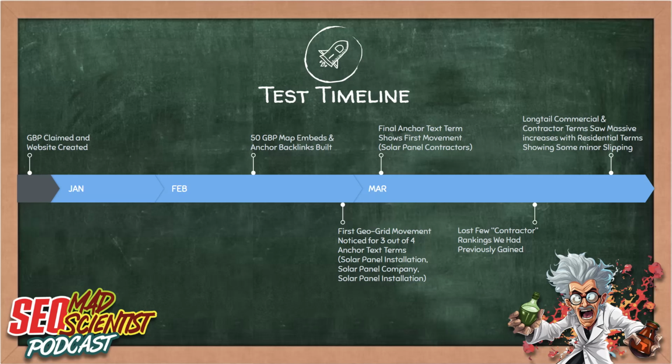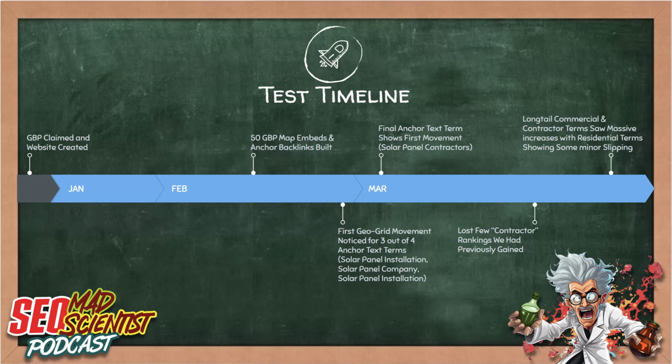We did see some losses and pullback a little bit around mid-March, a little after mid-March, but by the end of March, we did see a massive increase in our contractor terms with some pullback on some of the other terms as well. Our base terms did see a lot of pullback, but when we look at the 20 to 30 terms we were tracking, we saw a lot of positive movement, specifically within the contractor and commercial terms. Residential and service terms did seem to have a pullback.